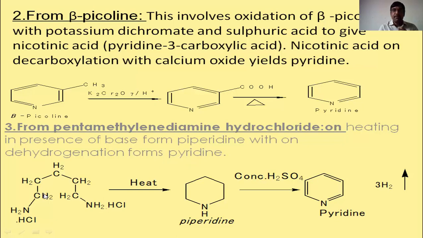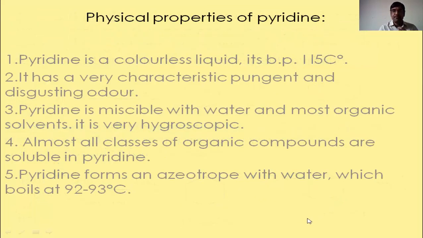This is the pentamethylene diamine, means 5 methylene groups, 5 CH2 groups means pentamethylene. Diamine means 2 NH2 groups and dihydrochloride means 2 molecules of HCl. And upon heating, we will get here the piperidine, which on dehydrogenation with concentrated H2SO4, we will get here the pyridine.